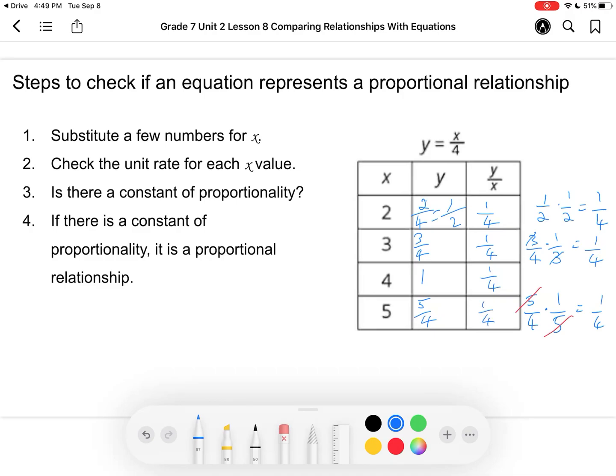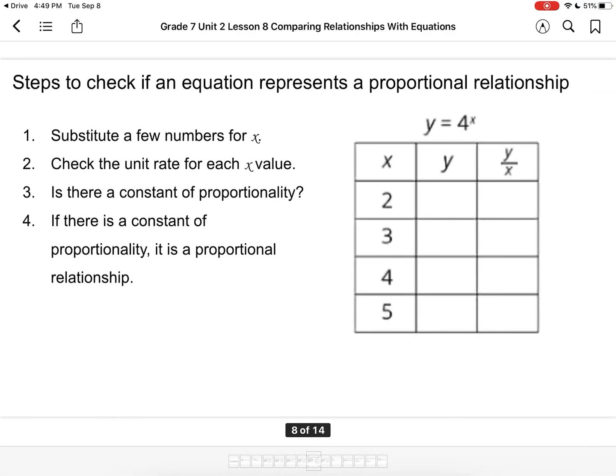So all of the ratios are equivalent. They're all the same, 1/4. So the constant of proportionality is 1/4, and yes, it is a proportional relationship.